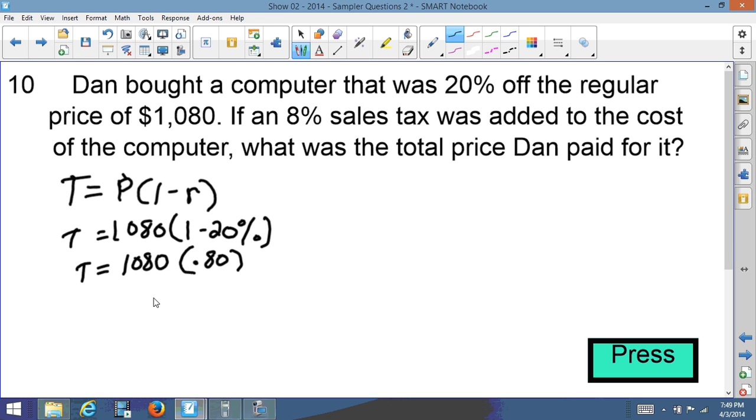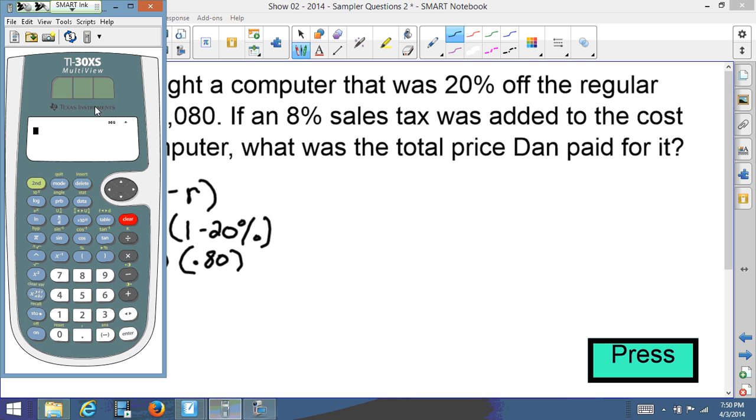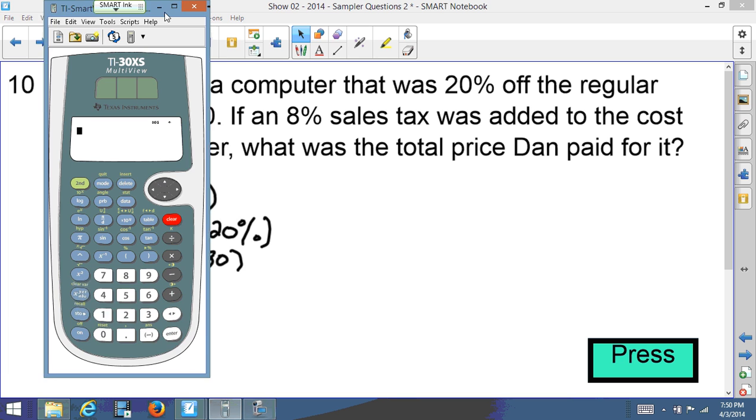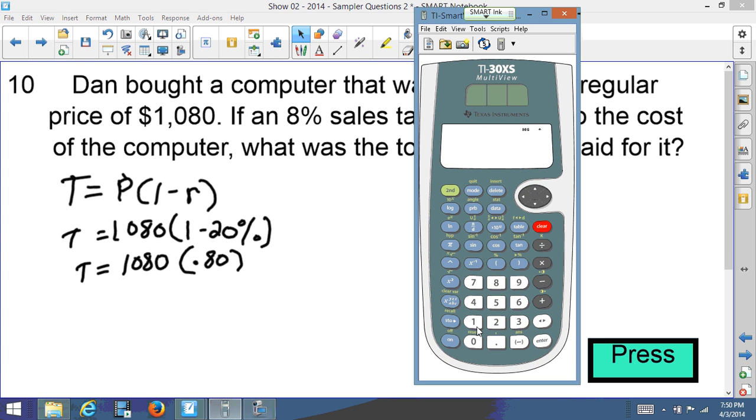So let's get a calculator. Let's get rid of that. All right, let's move that over here. All right, we got 1,080, and I'll even put it in the parentheses just to show you. 1 minus 20%, second left parenthesis, and close that just to show you you'll get it. So that's $864, and that's going to be what the discount amount is.